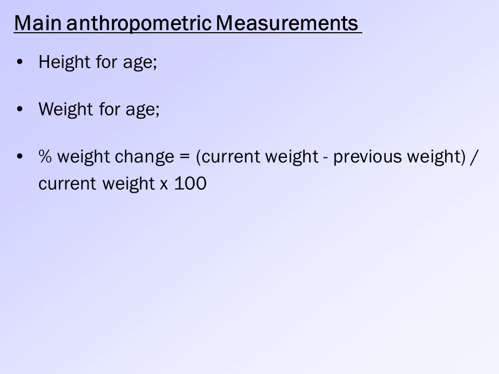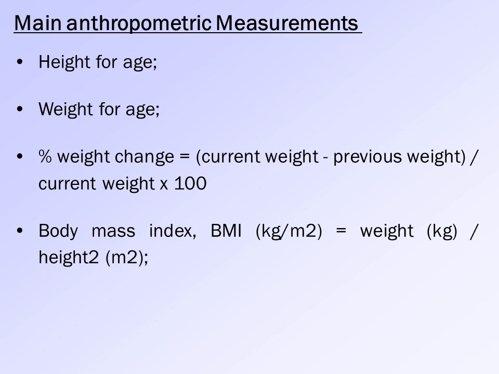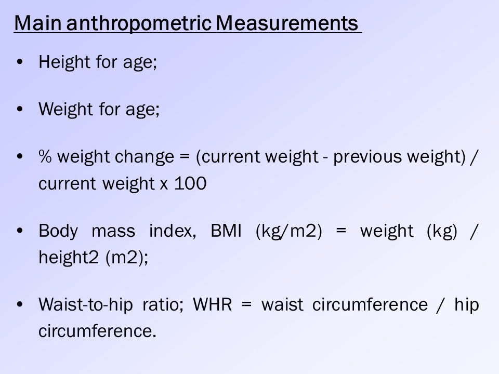Main anthropometric measurements are height for age, weight for age, percentage weight change, which is equal to current weight minus previous weight over current weight multiplied by 100. Body mass index, which is equal to weight in kilograms over the height squared in meters. Waist to hip ratio, which is equal to waist circumference over the hip circumference.